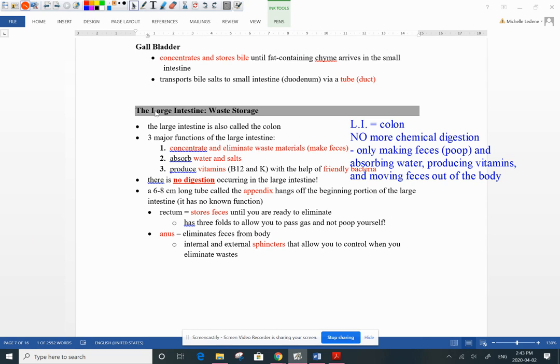And funny little joke there. It says it has 3 folds to allow you to pass gas and not poop yourself. So, I mean, that's what happens when you fart, right? You can pass gas, you can fart, but you're not going to poop your pants.